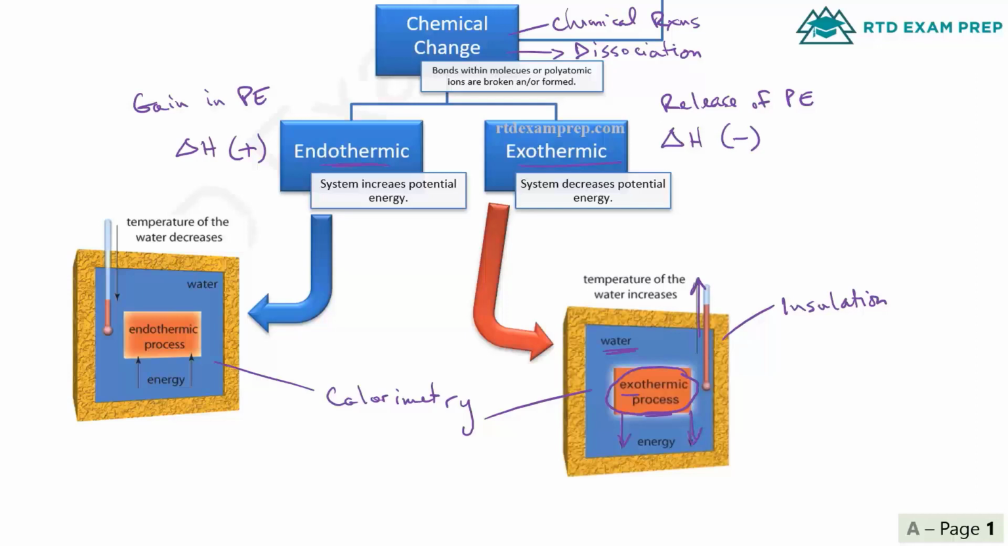Okay, and of course on the endothermic side, what happens is that there's a gain in potential energy by the chemical system, and this is because it is now getting thermal energy from the surroundings, and what we would observe is a decrease in temperature in the surroundings due to the chemical system taking in thermal energy, increasing its potential energy in an endothermic process.